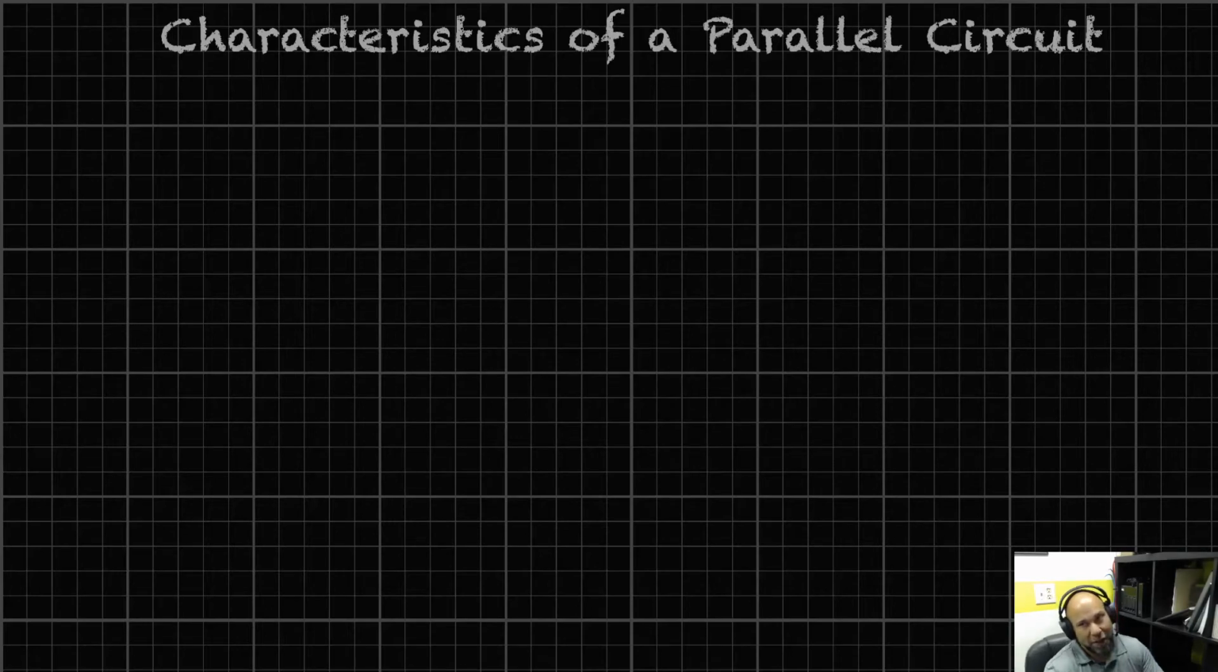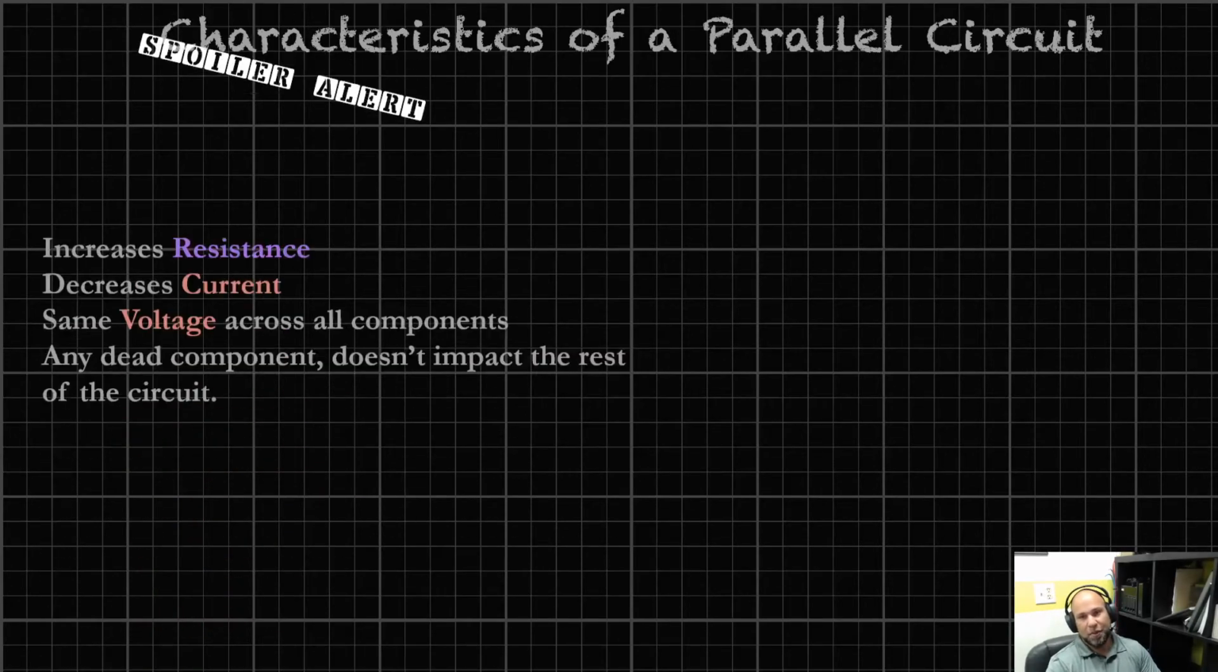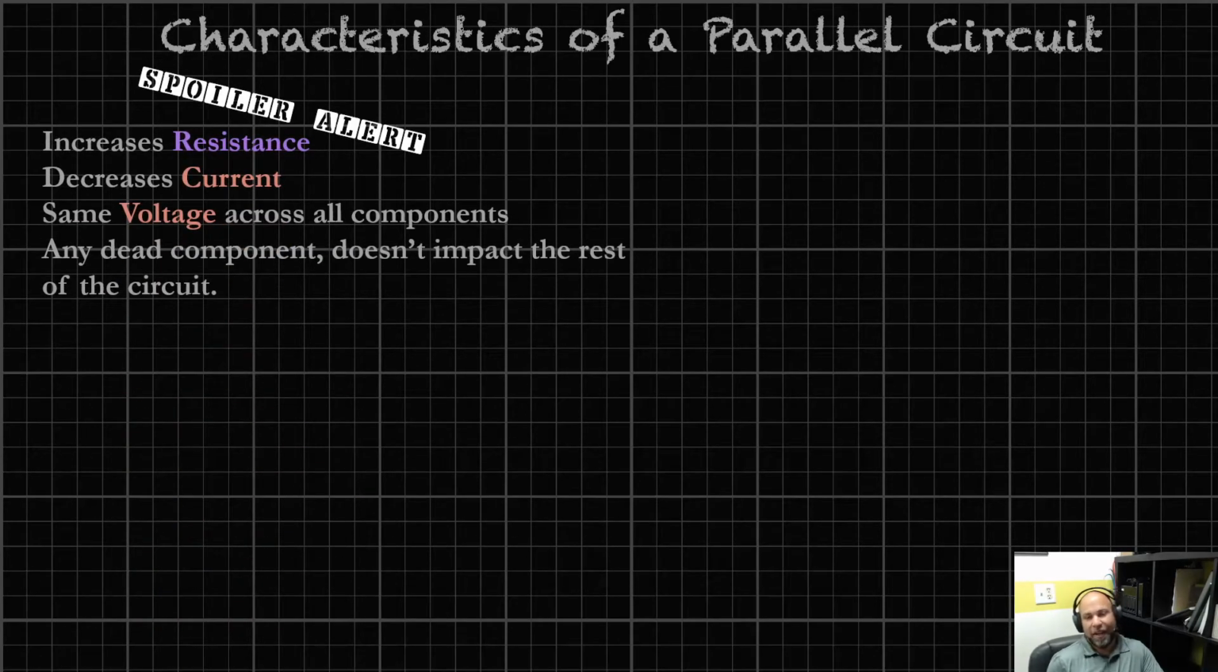Now, what makes a parallel circuit a little different? Let's take a look. All right, same thing, right? As resistance increases, our current is going to decrease, but parallel circuits have the same voltage across all components.